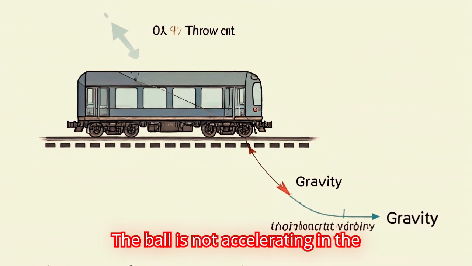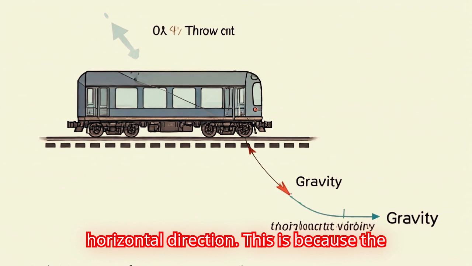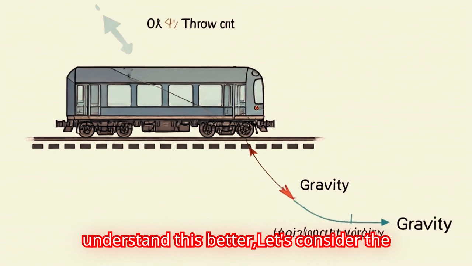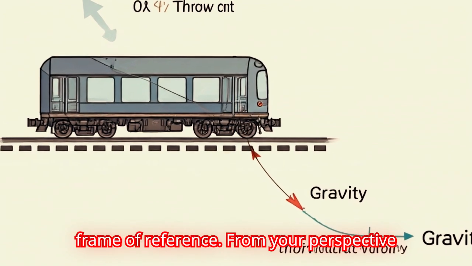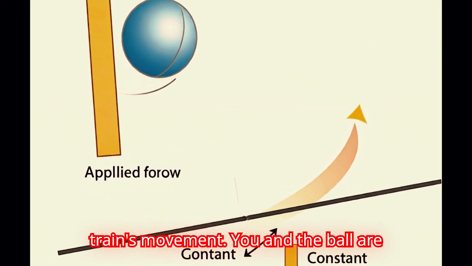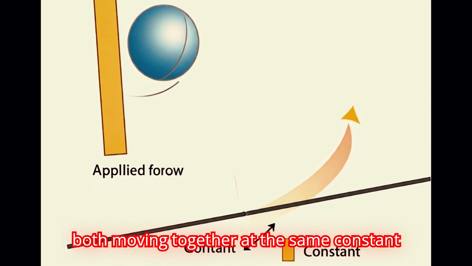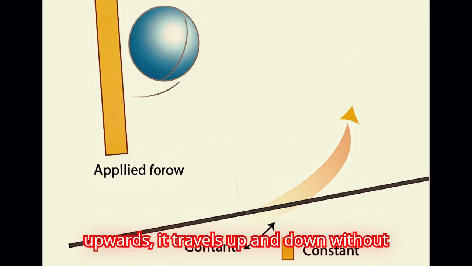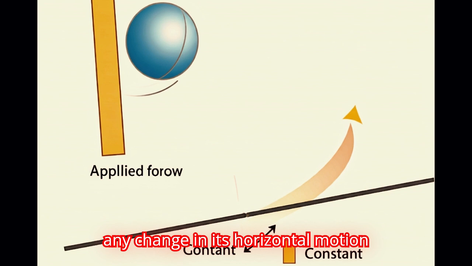The ball is not accelerating in the horizontal direction. This is because the train is moving at a constant speed. To understand this better, let's consider the frame of reference. From your perspective inside the train, you're not aware of the train's movement. You and the ball are both moving together at the same constant speed. Thus, when you toss the ball upwards, it travels up and down without any change in its horizontal motion relative to you.